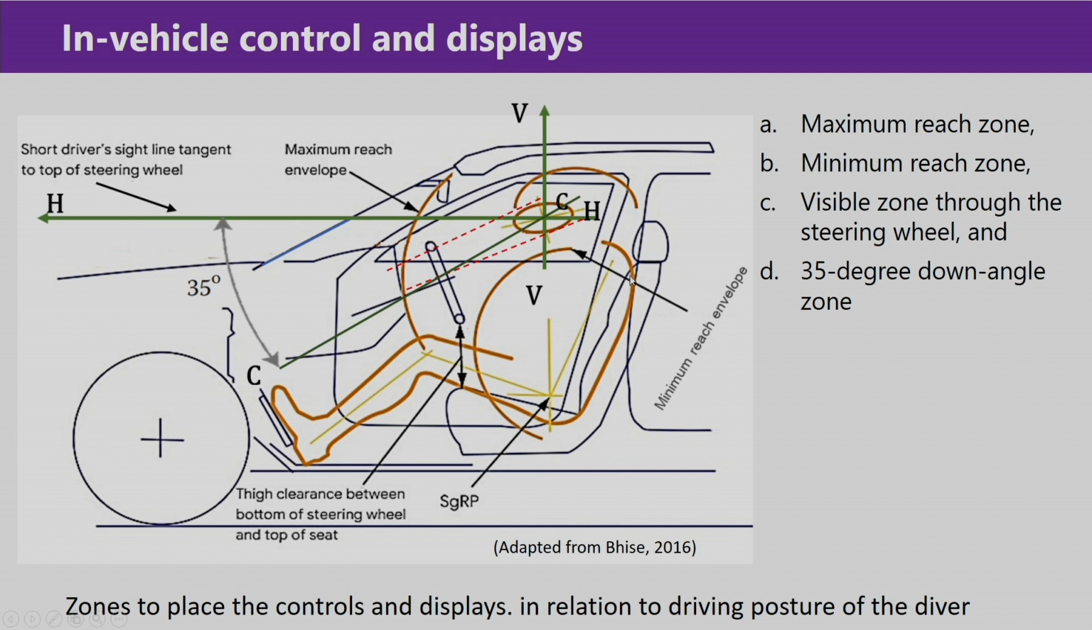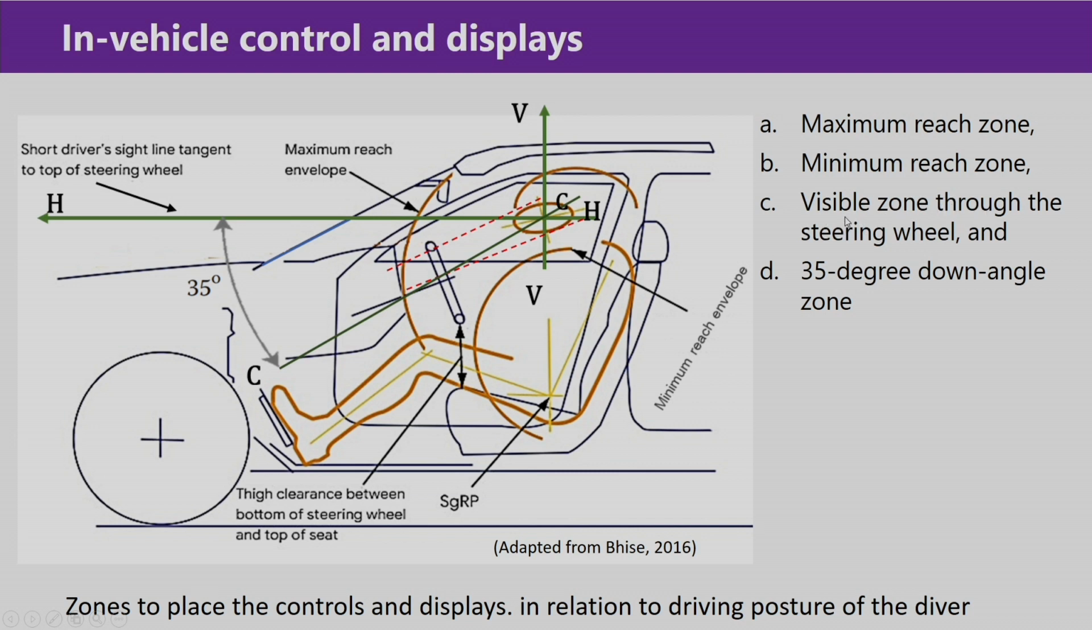So, while the driver is seated on the driving seat and adjusting the seat forward and backward, we need to decide which areas or zones are where most of the controls and displays should be kept for various purposes. Now, from this image we can see this curve is the minimum reach envelope. Similarly, this line is the maximum reach envelope, for the drivers.